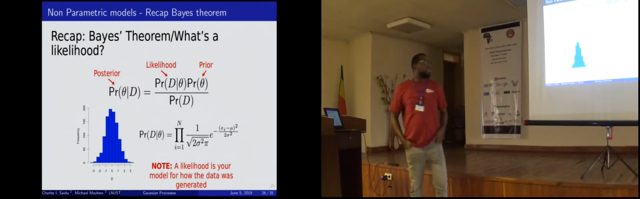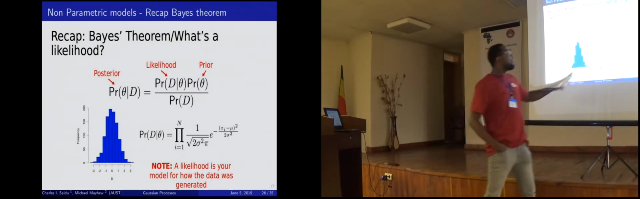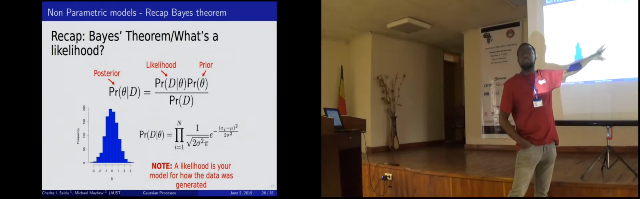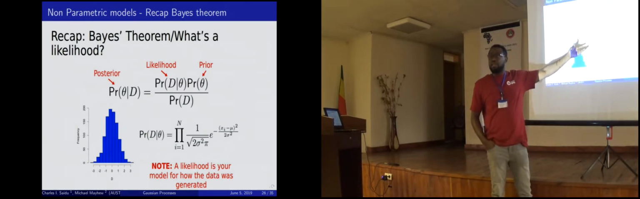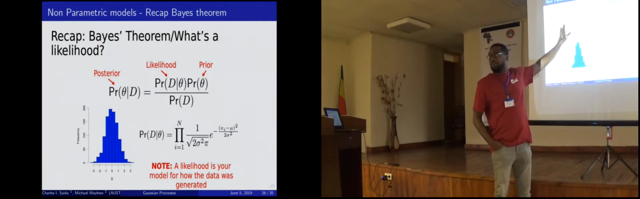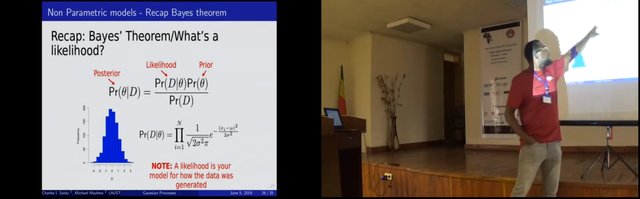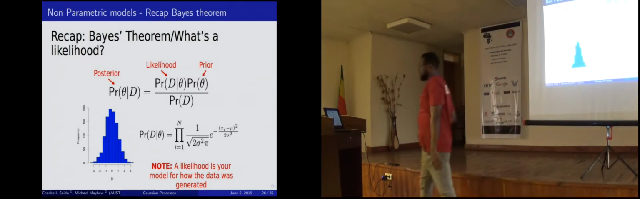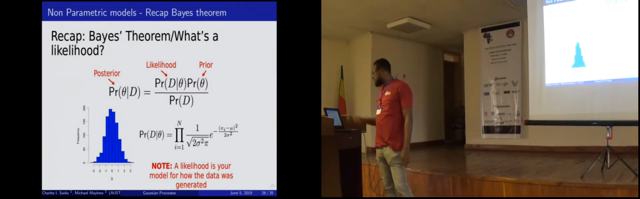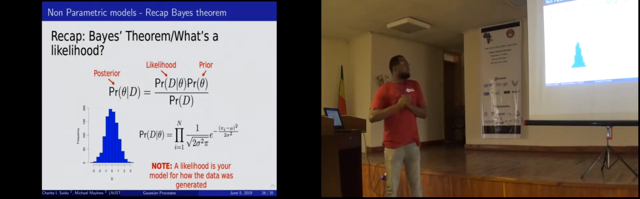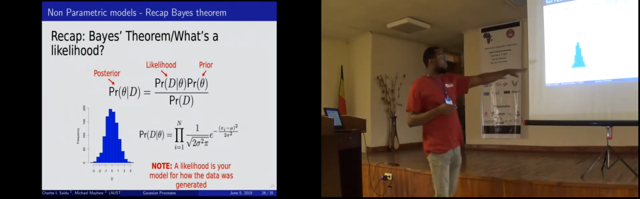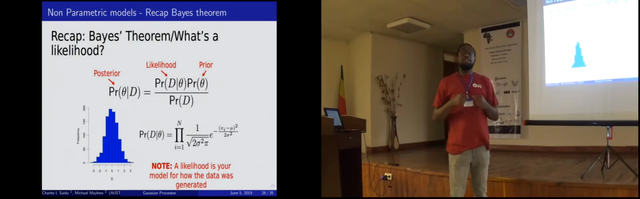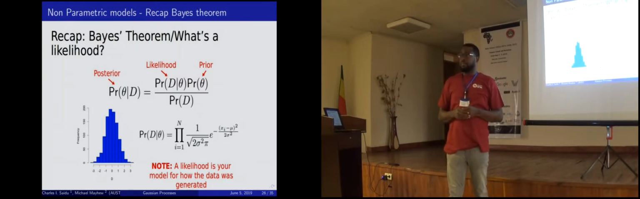So then again, how do we define this likelihood function? Because obviously we need it. If we're going to do Bayesian, we need this term multiplied by our prior information, and then to get the posterior, we'll do that multiplication. So the likelihood is your model of how the data was generated.